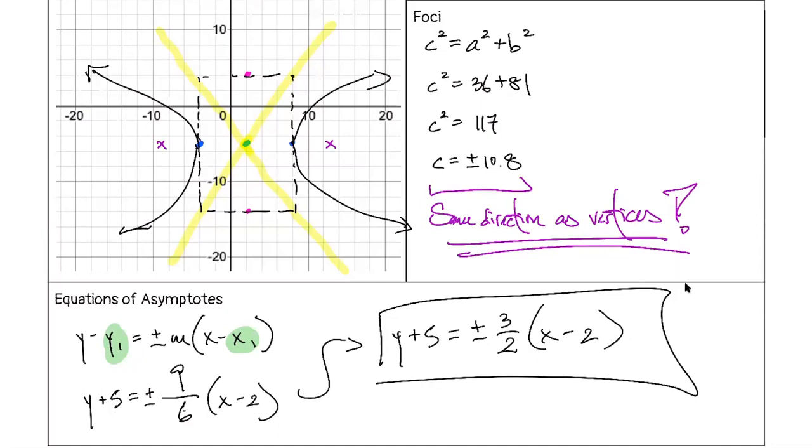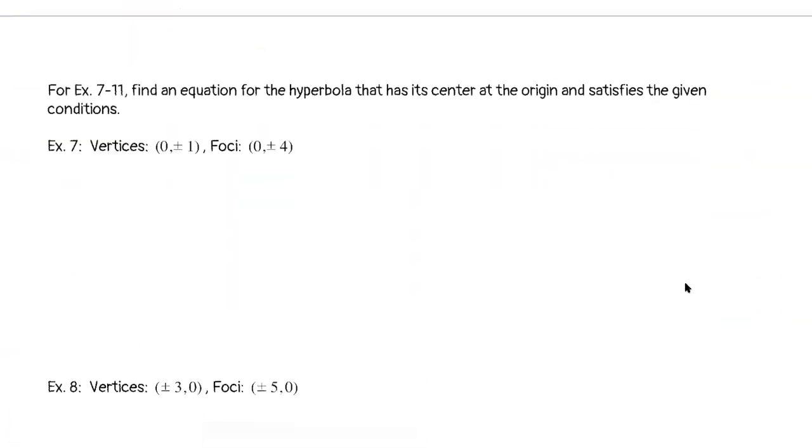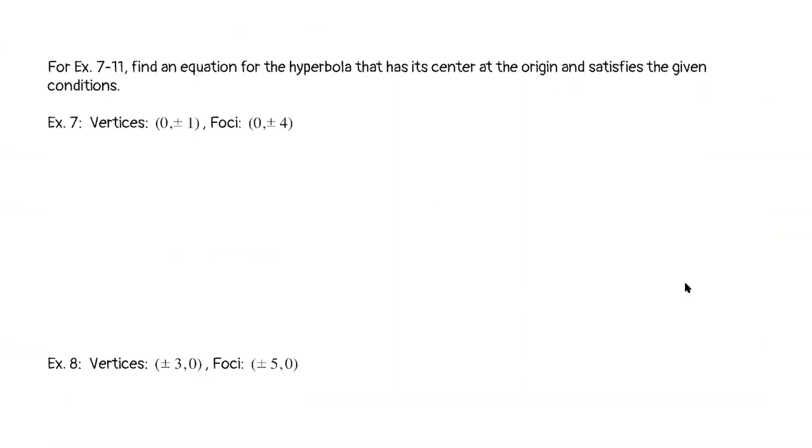Any other questions? Okay. All right. Let's try a couple of these ones, okay? So the kind where you have to draw the picture and then use that to fill out the information in the equation, okay? So kind of similar to the ones we saw earlier with the ellipse. We want to find an equation. These ones have their center at the origin and satisfy a given condition.